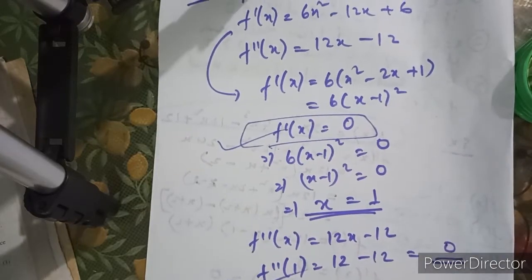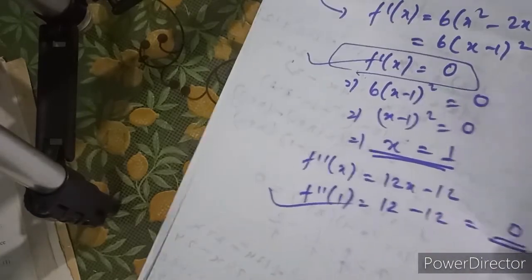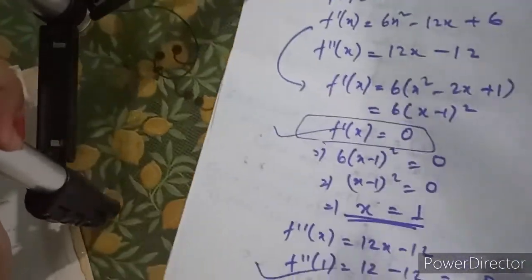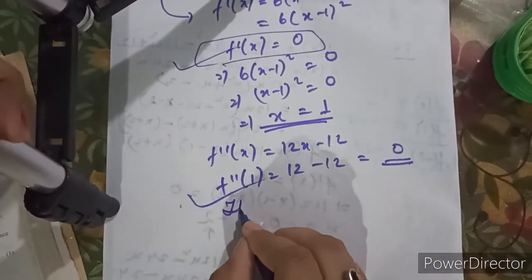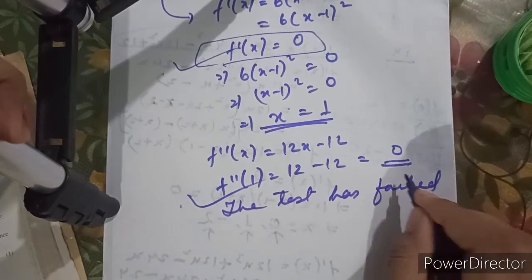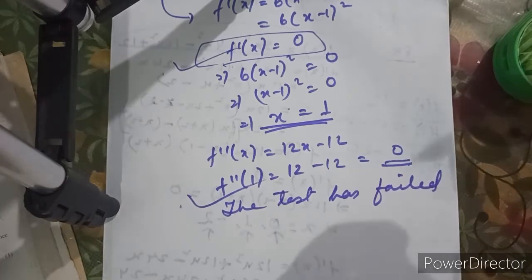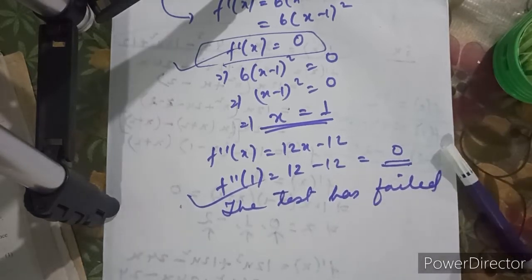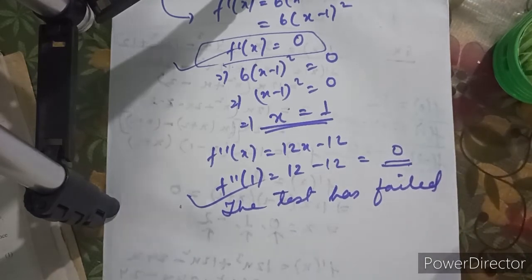So here you are getting 0, and f dash c is also 0. Already I have discussed, when f dash x is 0 and f double dash c at that particular value is also coming 0, then we can conclude that the test has failed. In this way we can find the points of local maxima and local minima by using the derivative test. Either you can go for your first derivative or you can go for your second derivative.